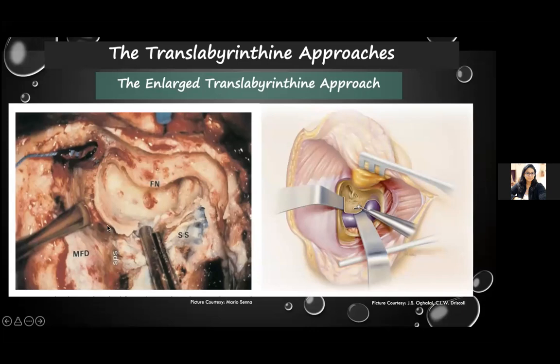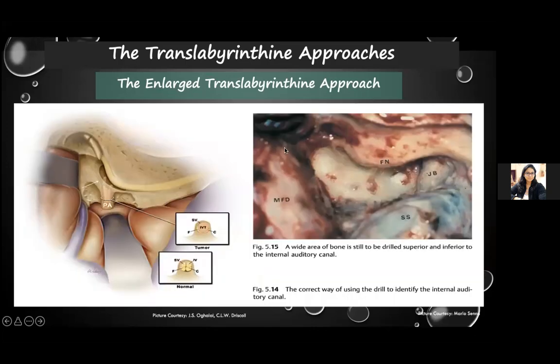Now, once we have completed this, our next landmark would be to know where exactly the internal acoustic meatus lies. That is the most important. We should know where to look for the internal acoustic meatus. Now, this is the schematic representation. You can see the vertical segment of the facial nerve, the genu, and the horizontal segment of the facial nerve coming into the acoustic meatus.